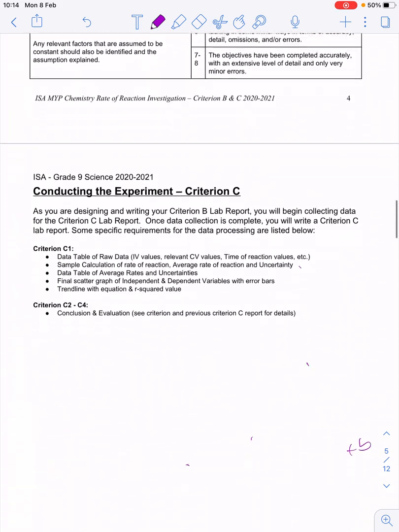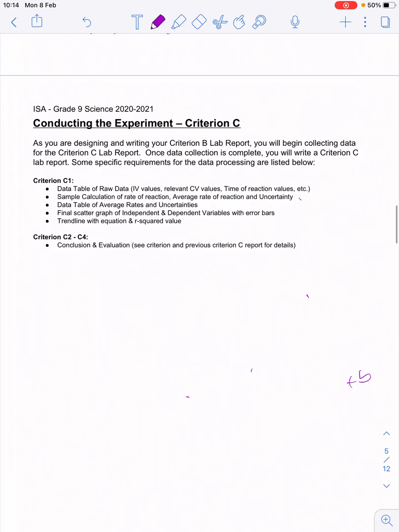We've already seen the B. This talks about the Criterion C. So Criterion C has not happened yet. Criterion C is going to happen after break. That's where you do the processing and the conclusion.